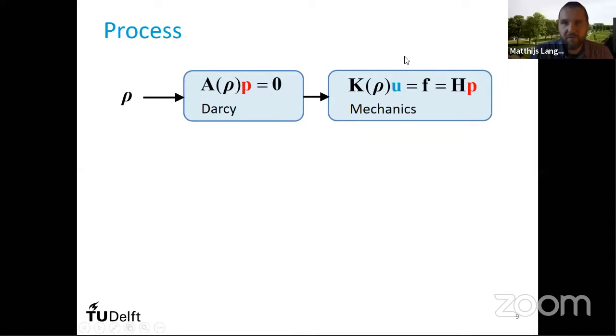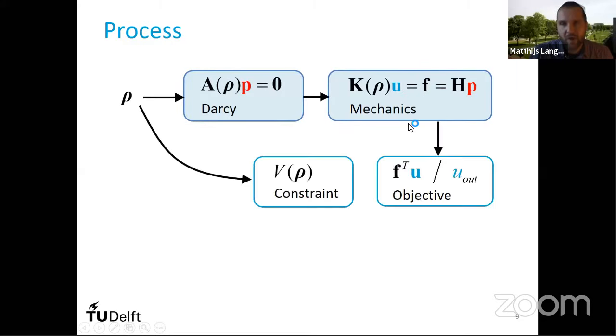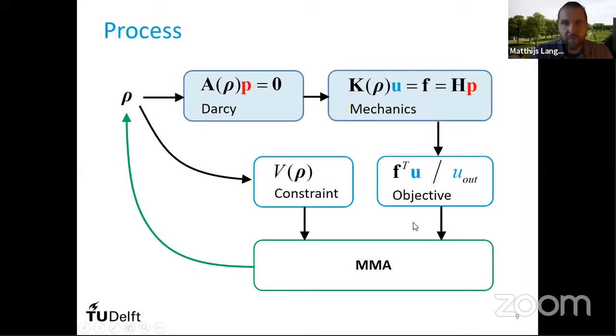After solving for the pressures, from the pressures we can calculate the force vector for our mechanics problem. And from that, we calculate the displacement field. With the displacement field, we can form objectives as we like, for example, compliance or an output displacement for a mechanism and so on. And we use MMA to close the loop.